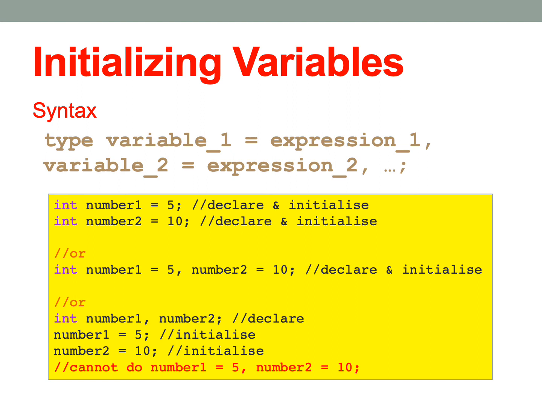However, if we declare our variable, for example, int number1, number2, then on the next line only initialize it, we have to initialize number1 and number2 separately. They cannot use the comma, so it needs to be number1 equal to 5 semicolon, and then on the next line number2 equal to 10 semicolon.